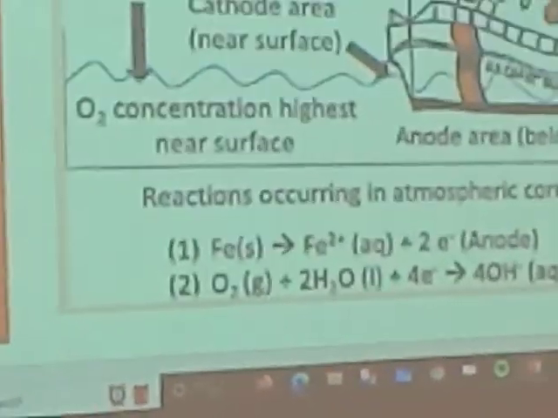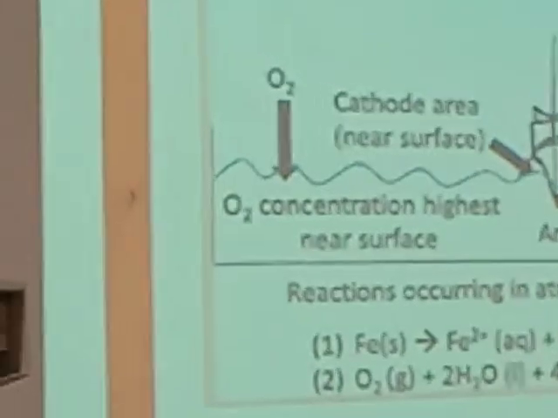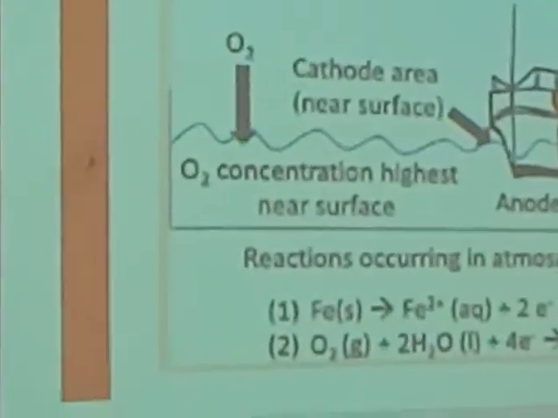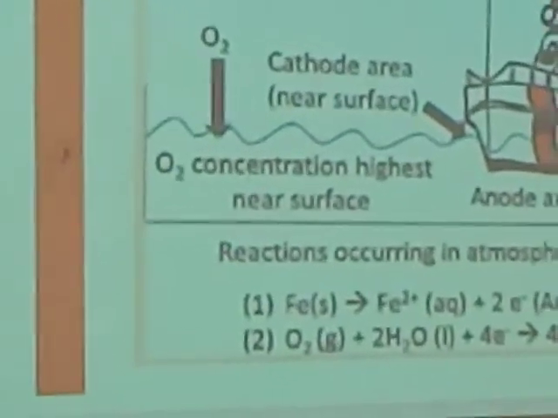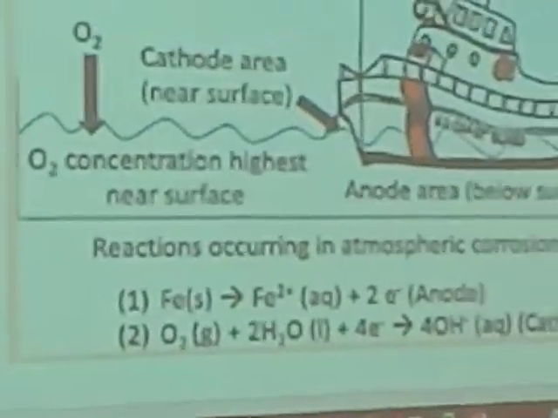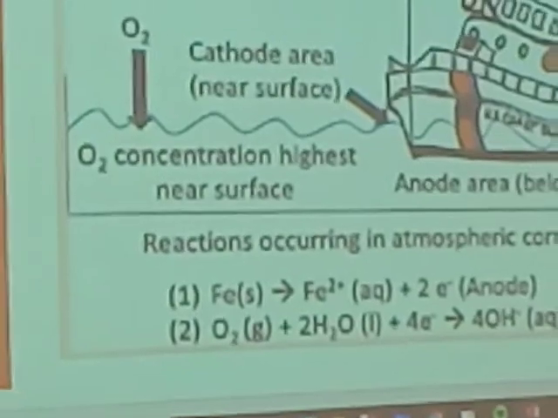There is some cathode evidence and the anode also gives the way. Oxygen is lower near the cell, highest near the source. There are some reactions occurring in atmospheric corrosion.